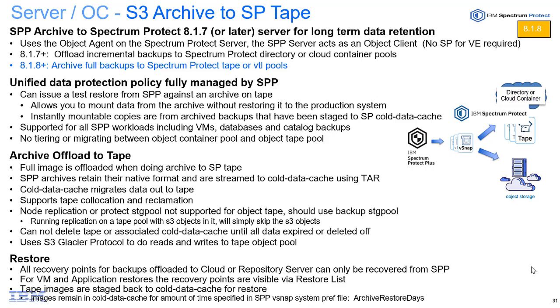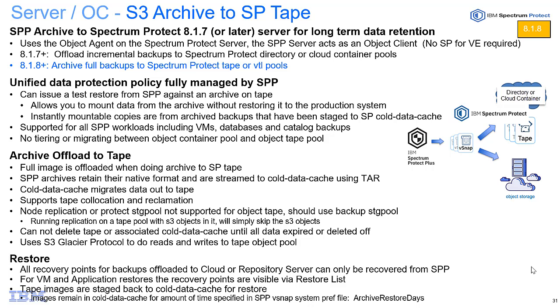If you do run a replication on a tape pool with S3 objects in it, we'll simply skip those S3 objects. You cannot delete a tape or an associated cold data cache until all the data has expired or has been deleted off of those tapes and cold data cache.